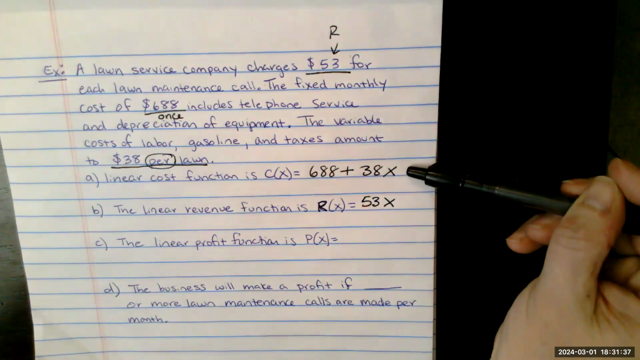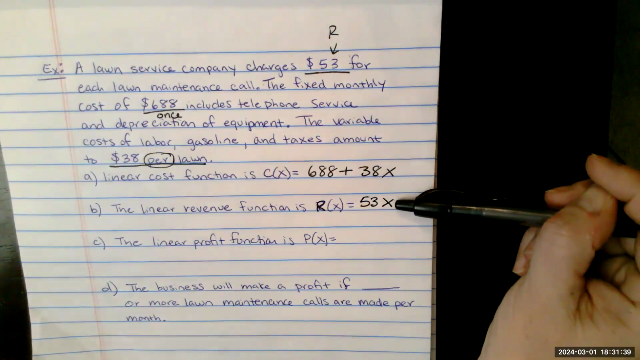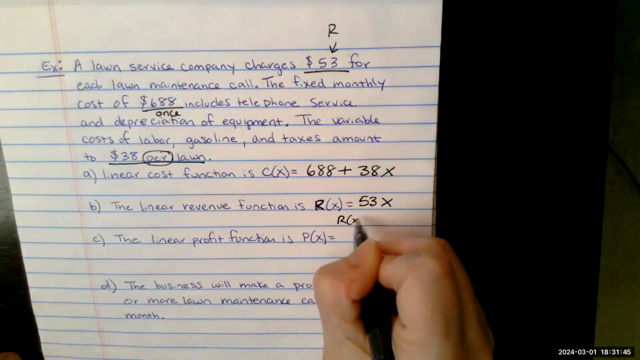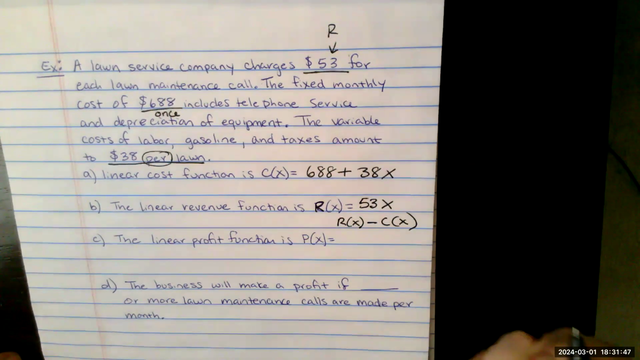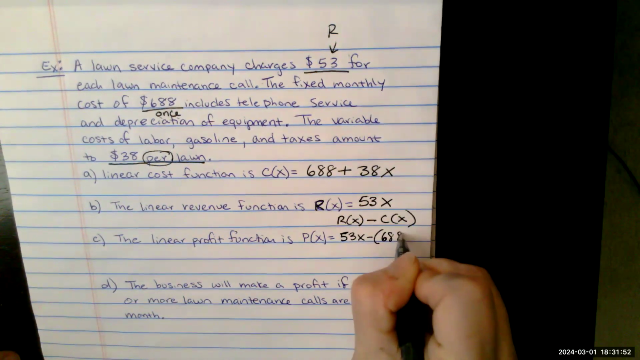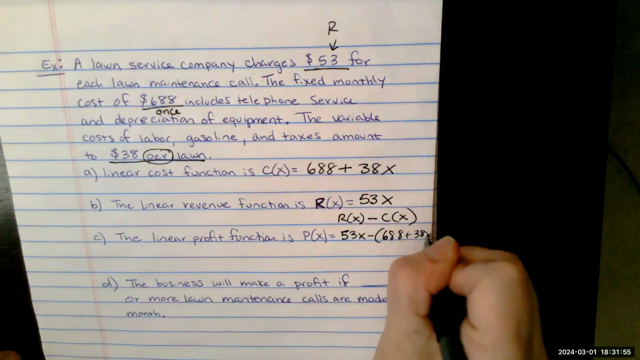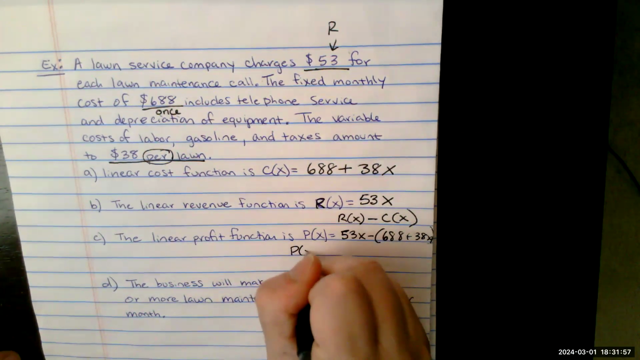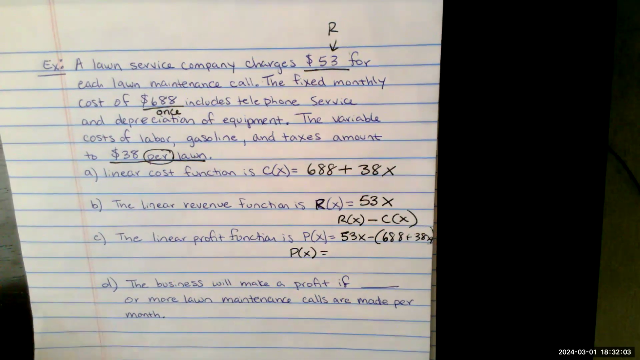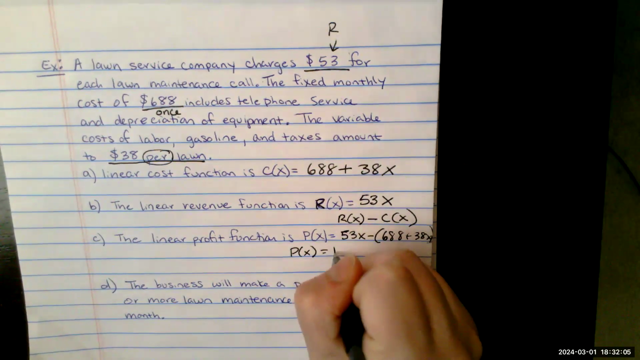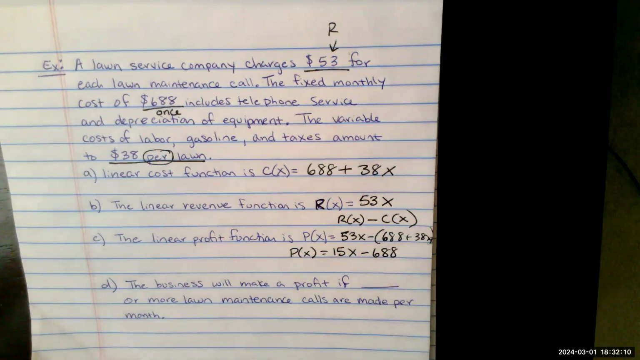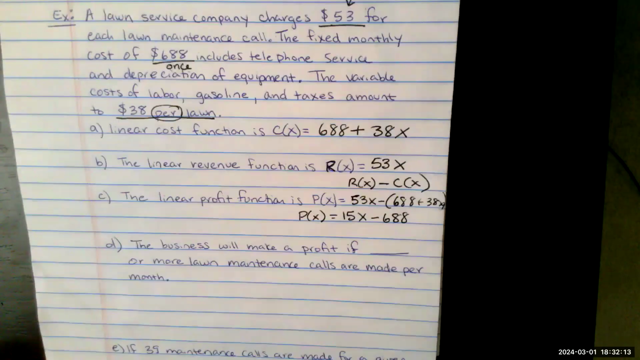This is how much I'm spending each month. This is how much money I'm bringing in each month. But my actual profit, remember, is going to be my revenue minus my cost. So the 53X minus all of that cost. So again, we can make this a little nicer by doing the 53X minus the 38X. So that would be 15X. And then we still have this minus 688. So that is my profit equation.